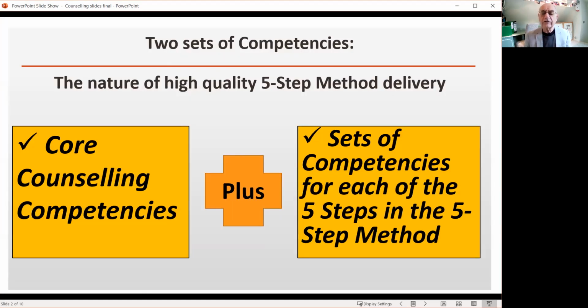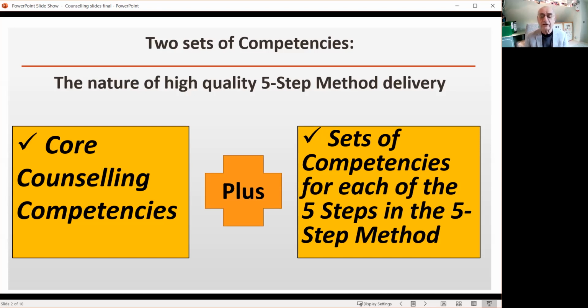It's important to understand that these core counselling competencies are separate to the 5-step method competencies. A good delivery of the 5-step method involves a practitioner being highly competent in 2 sets of skills. One related to understanding each of the steps and what the various competencies are in order to deliver that step to a high standard. And then also another set of skills relating to how to engage with and draw out someone with whom one is working, in this case, an affected family member.